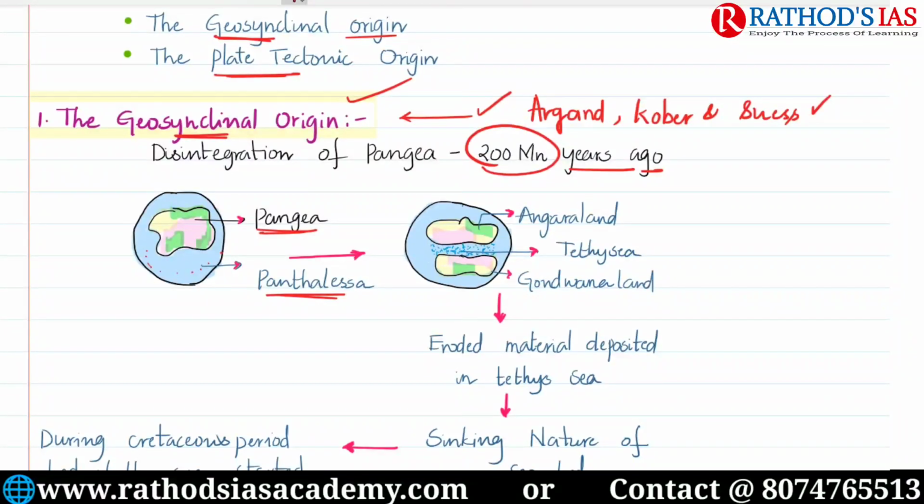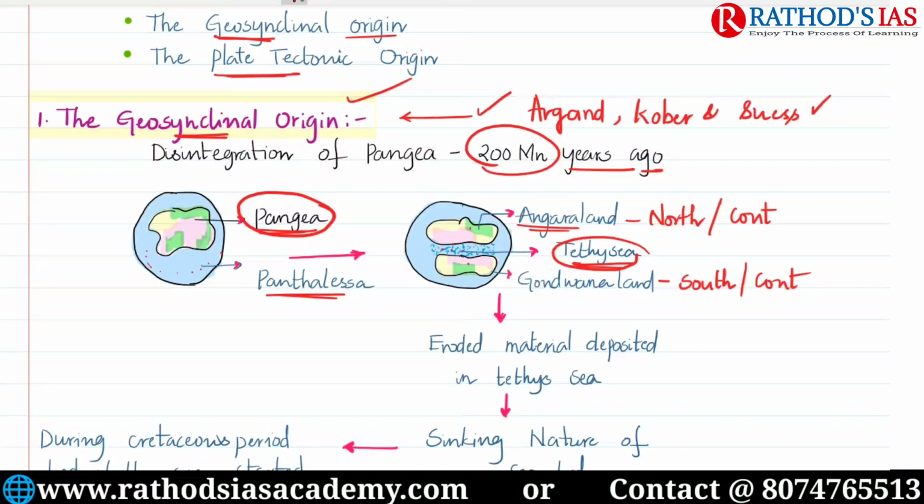So what happened 200 million years ago? This Pangaea, that is the supercontinent, started dividing into two parts. First one is Angara land in the northern part, also called the northern continent, and second one is Gondwana land in the south, called the southern continent. Between these two land masses, Angara land and Gondwana land, the sea which is present between these two is called Tethys Sea.